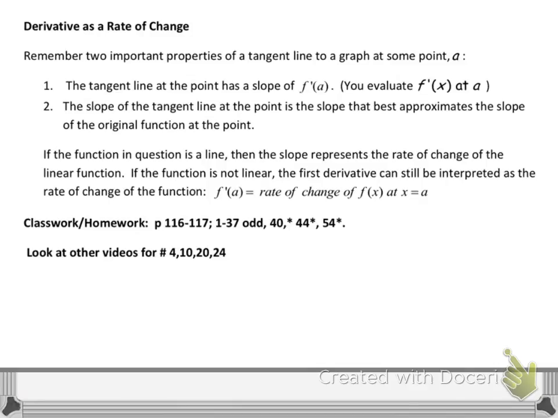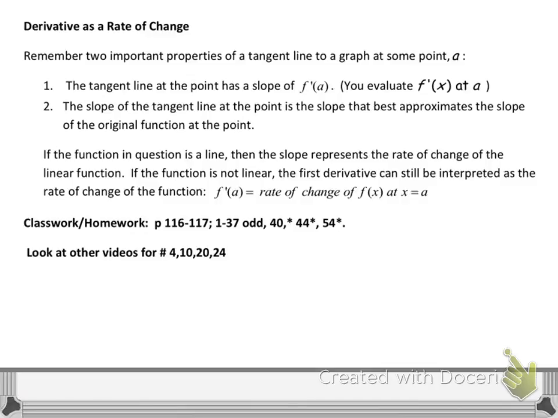On the bottom of the notes page, there's a little paragraph about the derivative as a rate of change. And we've already stressed that, but because they mention it again in this section, I thought I would type it up here for you. So remember two important properties of a tangent line to a graph at some point A. When you find a derivative, you are finding the generic slope of any line drawn to that particular function. The generic slope is f prime of x. Your specific slope, that is the slope of the function drawn at a certain x value, and let's call that x value a, will be f prime of a.